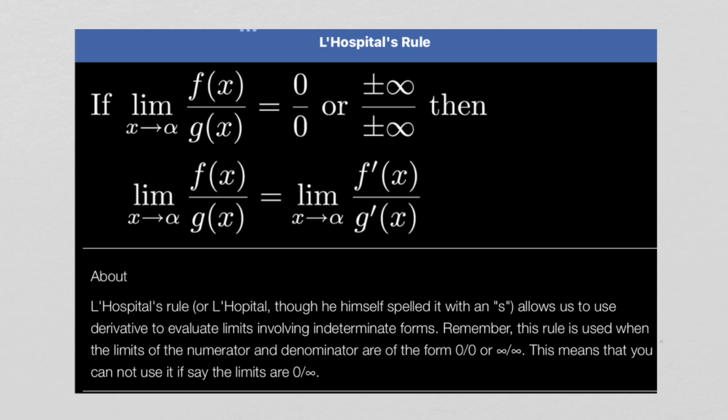L'Hopital's rule allows us to use the derivative to evaluate limits involving indeterminate forms. So if I had a limit of a quotient, and the limits of the top and bottom become an indeterminate form, I can take the derivative of both the top and the bottom separately, and then I can find the limit.